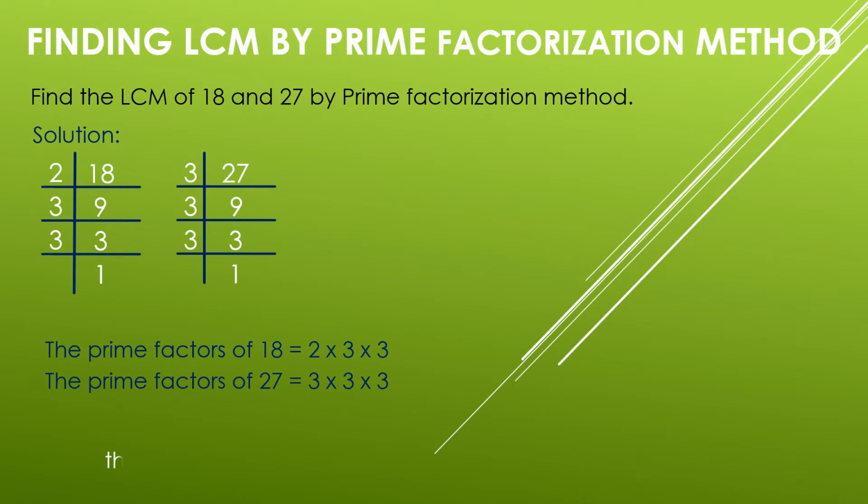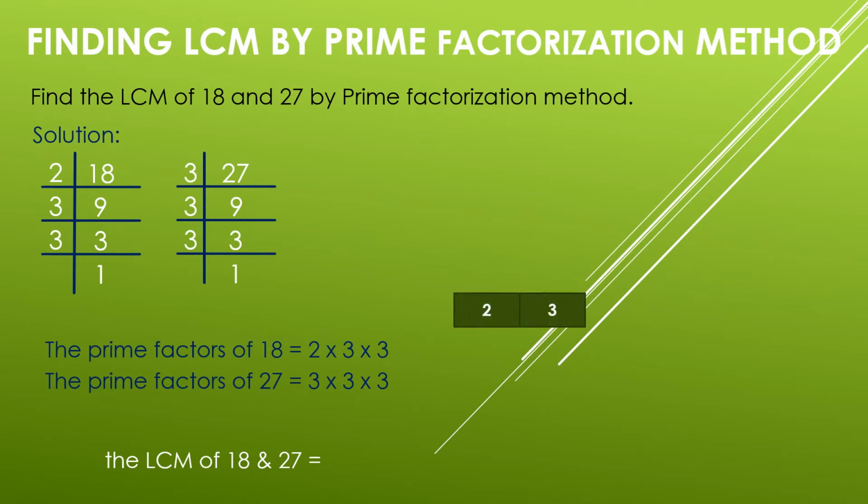Then we find the LCM of 18 and 27. So the LCM of 18 and 27 is equal to, first see what are the different prime factors present in 18 and 27. We see they are 2 and 3.